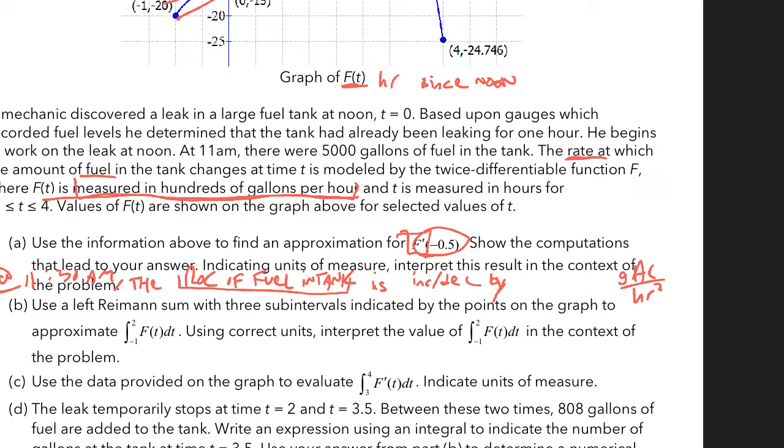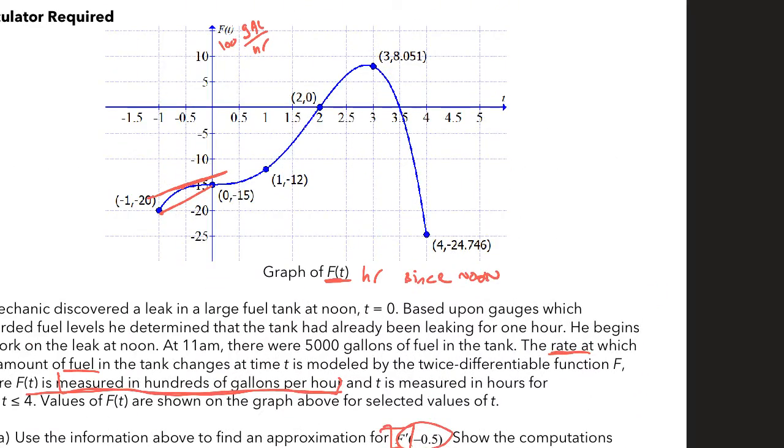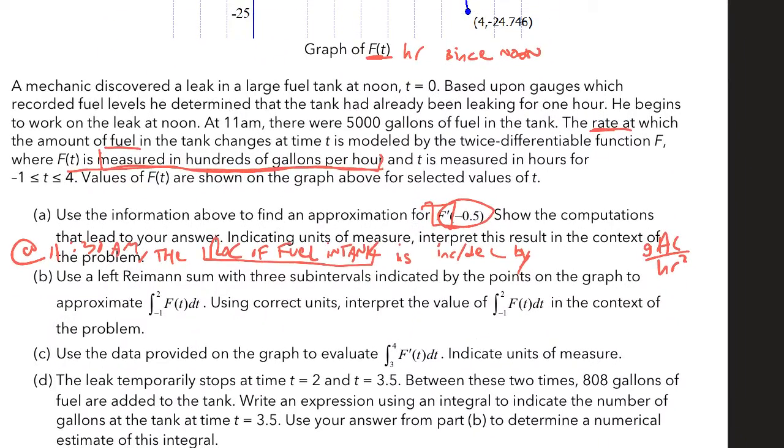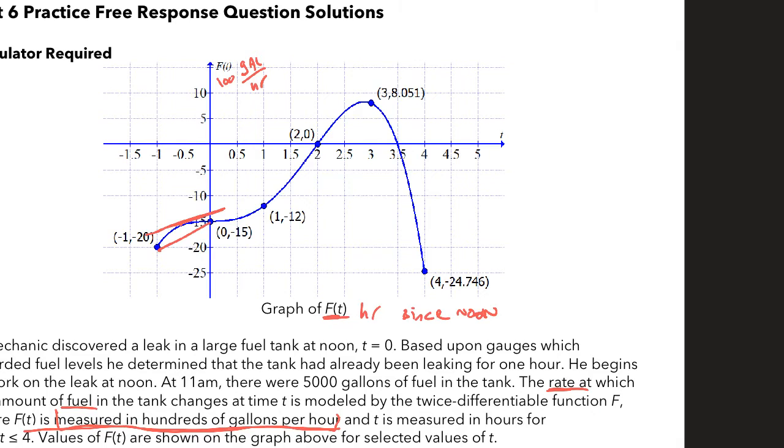So my answer should be how much the tank is losing or gaining potentially. Now, this is a little bit tricky with the negative in there. However, because from -1 to 2 the whole graph is negative, that actually will work itself out.